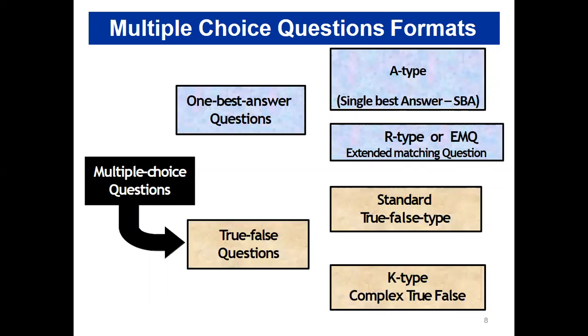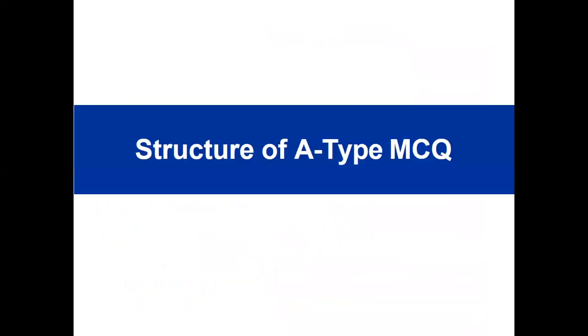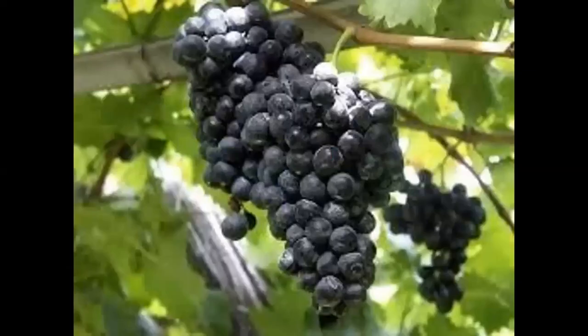That may be one best answer. That may be true false question. We discussed the two types of each, the A type and R type of MCQ, and the standard false type and the K type of the true false question. Then we discussed the pros and cons of the MCQ, the strengths and the weaknesses of the MCQ. Then we discussed the anatomy of the A-type MCQ.